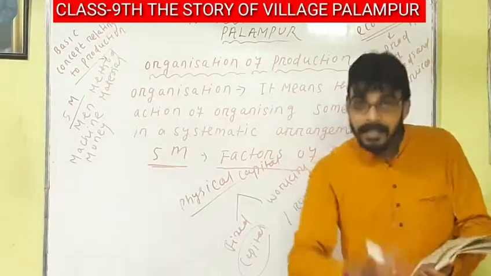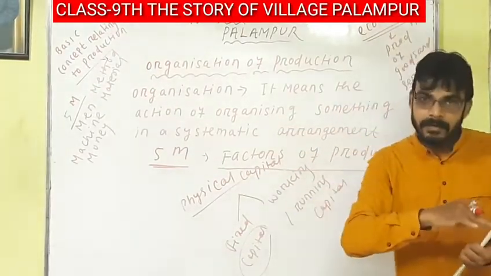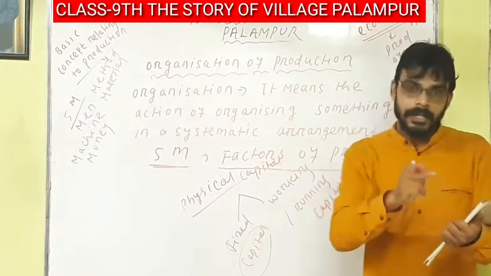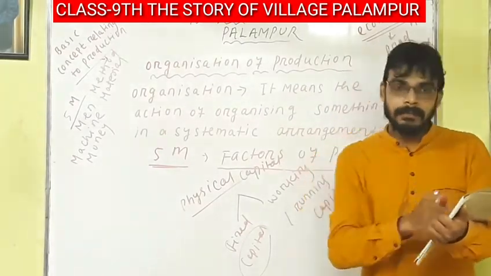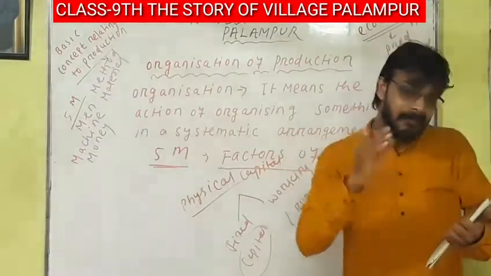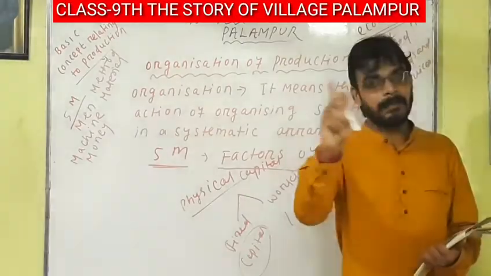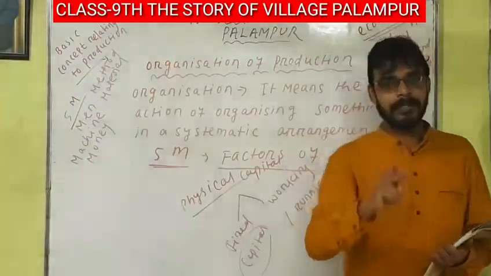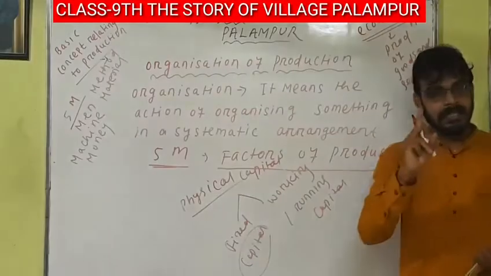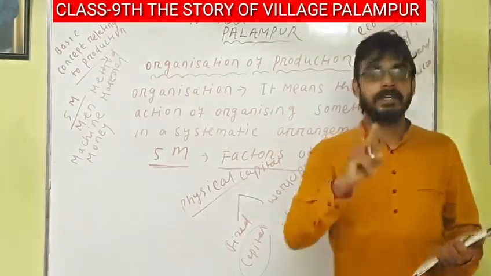That means the benefit derived from your tools, equipment, and machines comes over many years, and they are called fixed capital. Clear? Physical capital is divided into two parts. One is fixed capital, and the other is working capital. Fixed capital is a one-time investment with long-term benefit.